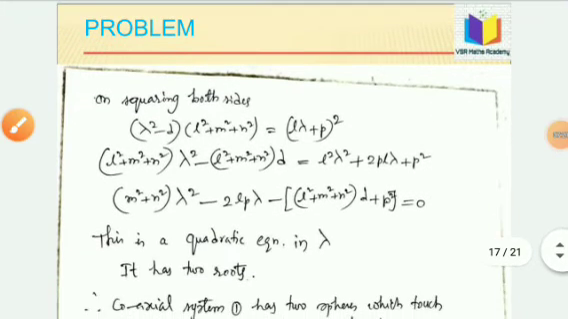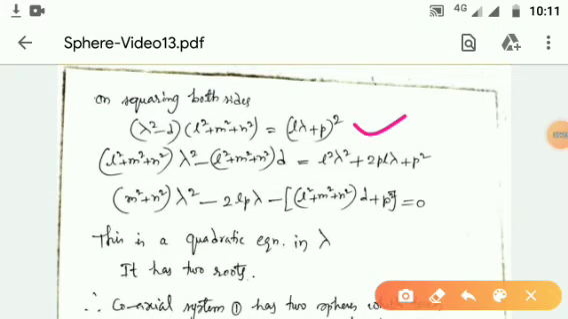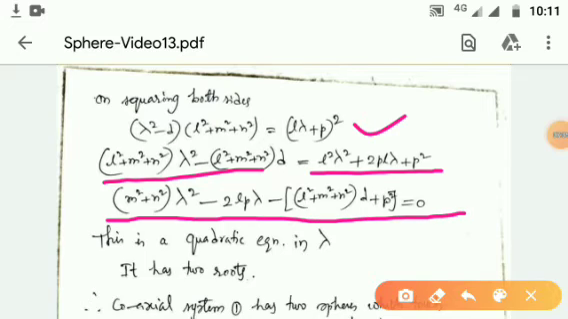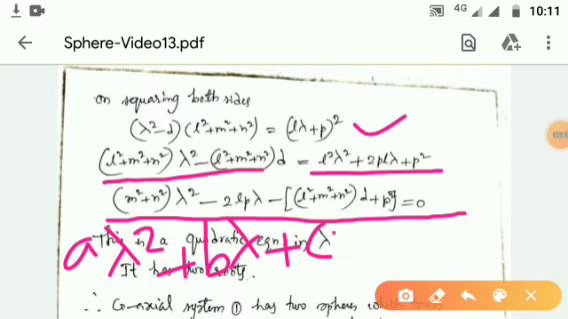(λ² - d)(l² + m² + n²) = (lλ + p)². By multiplying this, you will get this. On simplification, you will get this. So totally, by simplifying the entire equation, you are left with this equation. This is in the form aλ² + bλ + c = 0. This is a quadratic equation in λ.